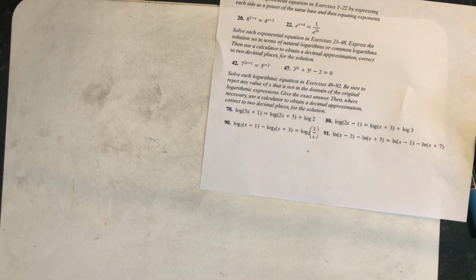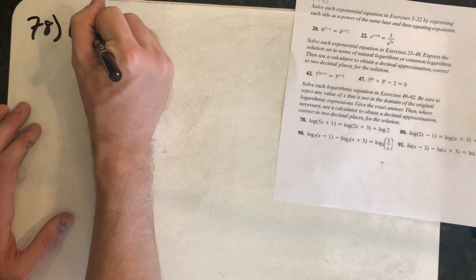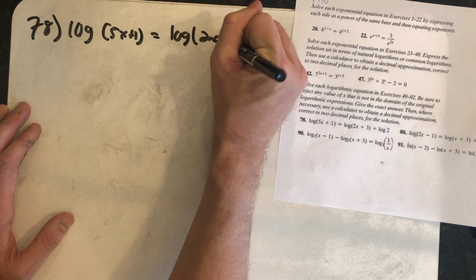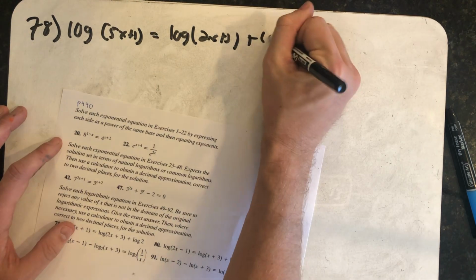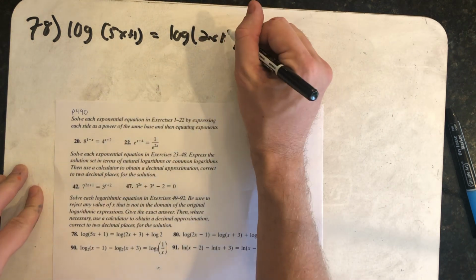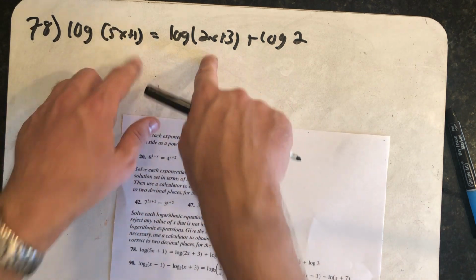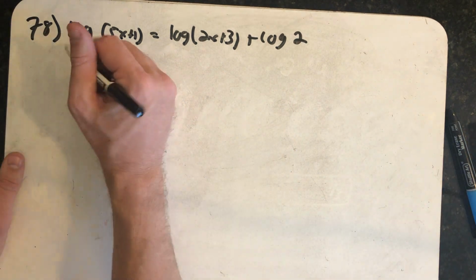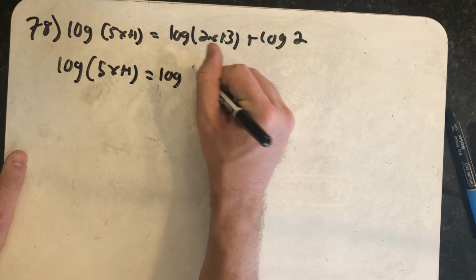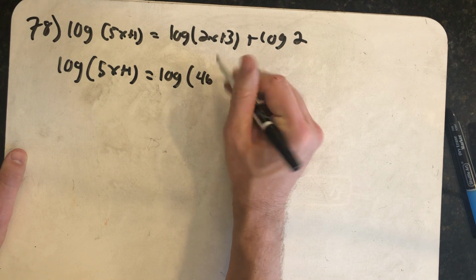All right, here in number 78, I have the log of 5x plus 1 is equal to the log of 2x plus 3 plus the log of 2. Since I have logarithms on both sides, I think I'm going to use the one-to-one property. So if I condense this to a single log, I'll be able to set the insides equal to each other. All right, so I need to multiply these two things. I'm just going to go on and imagine distributing. So 4x plus 6.